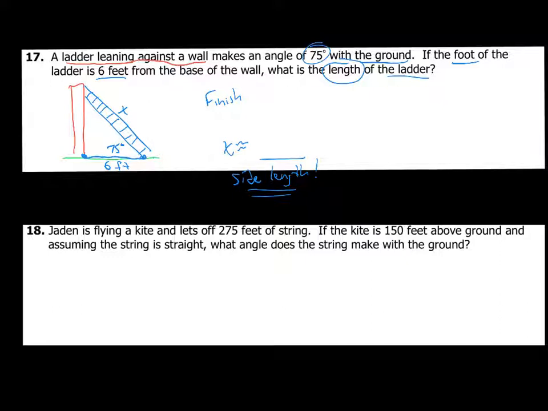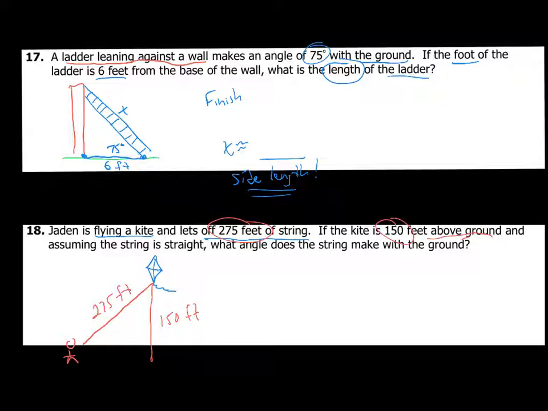And the last one, Jaden is flying a kite, lets off 200 feet of kite string. So if we have a kite here, and I'm going to do my best to draw a kite, right? There's a little tail. We got this kite string, and if you're flying a kite, we're down here. And if the kite is 150 feet above the ground, so let's say we got 150 feet above the ground, and 275 feet of kite string. So the 275 feet is the kite string. Above the ground refers to the vertical height of 150 feet.